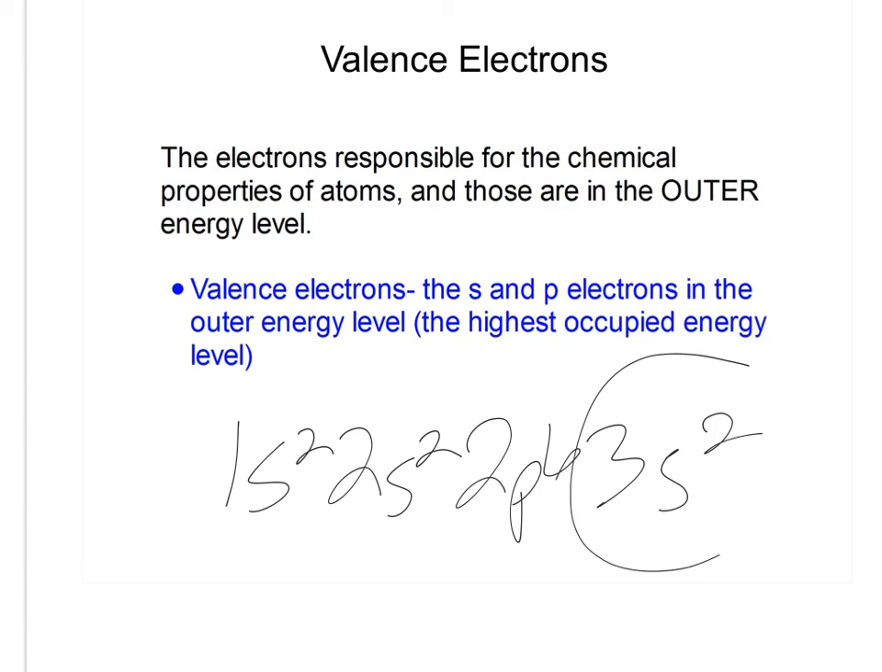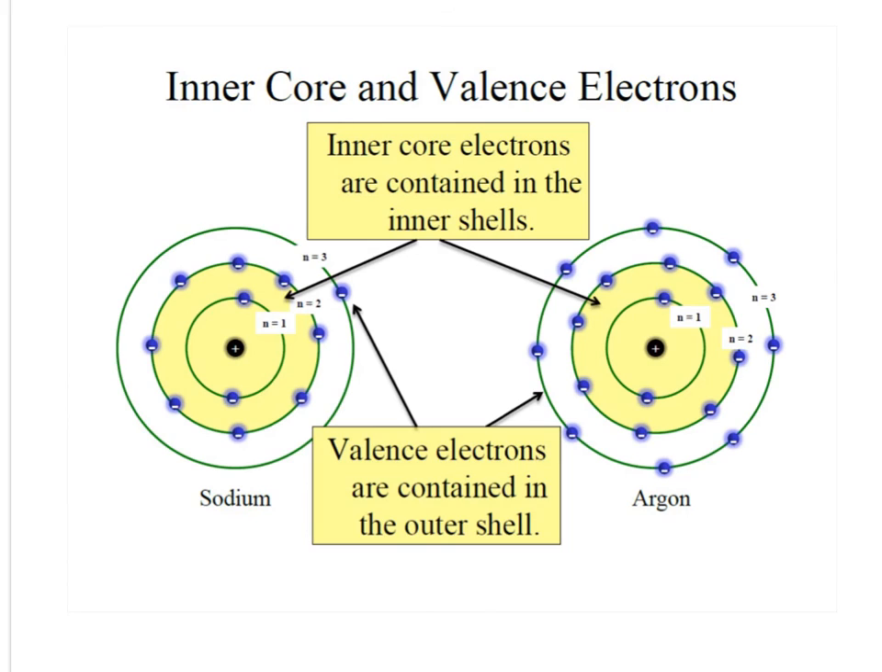this is your valence electrons. These are found in the outermost energy level. So if you have an ion, this is where it will gain it, or this is where it will lose it. So these are the inner core ones. The valence electrons are found on the outer shell.